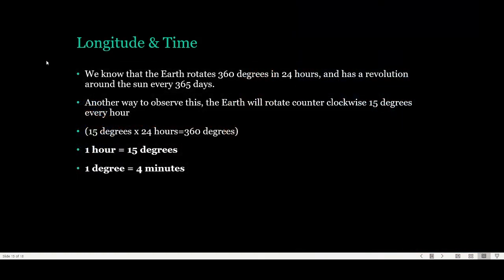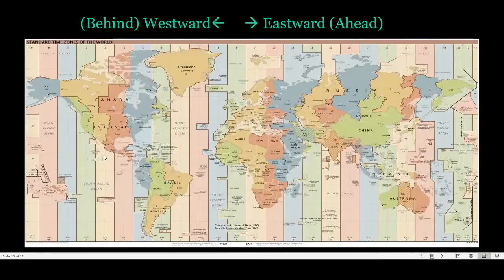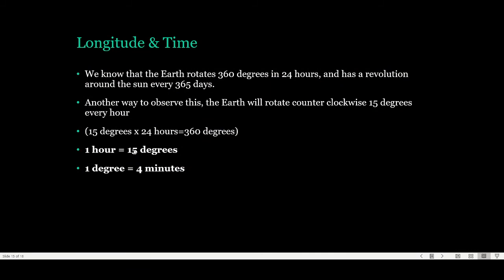Moving forward, we know that the Earth rotates 360 degrees in 24 hours and has a revolution around the Sun every 365 days. Another way to observe this is that the Earth will rotate counterclockwise 15 degrees every hour. So the rule is 1 hour equals 15 degrees, 1 degree equals 4 minutes. We will be using these rules to solve our time problems.